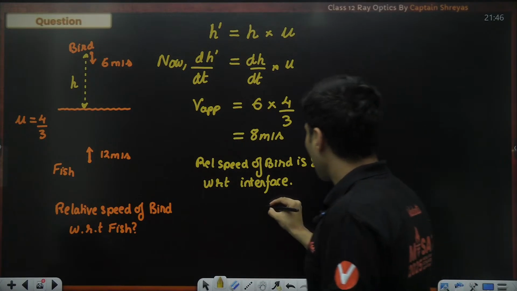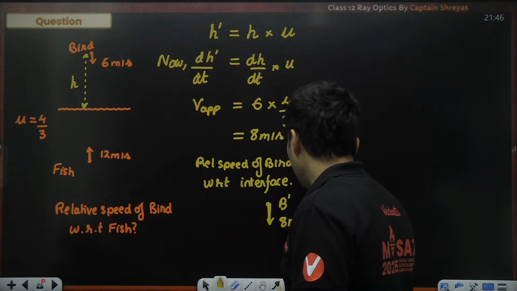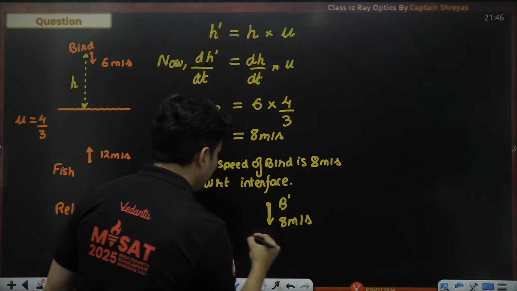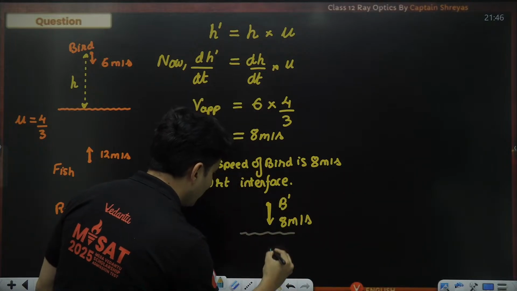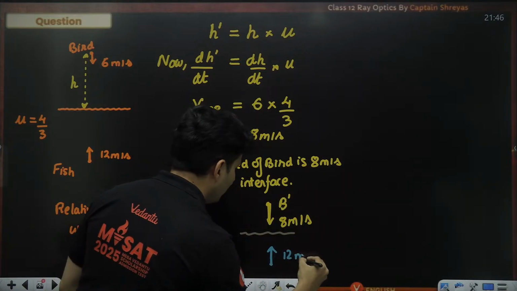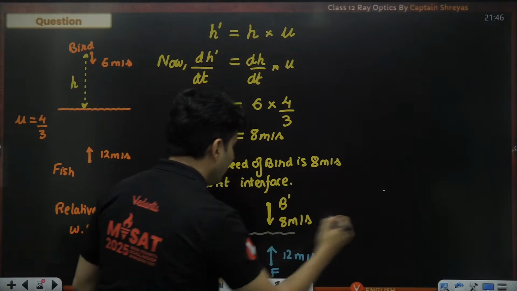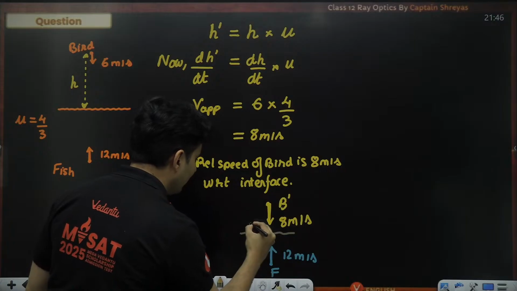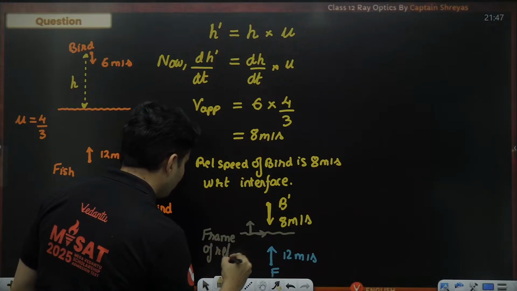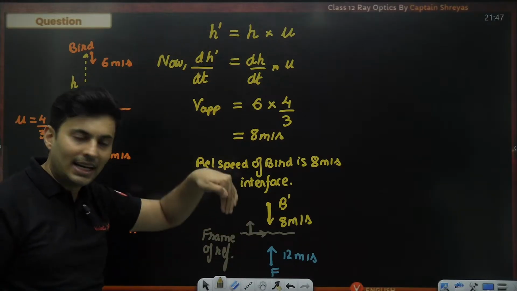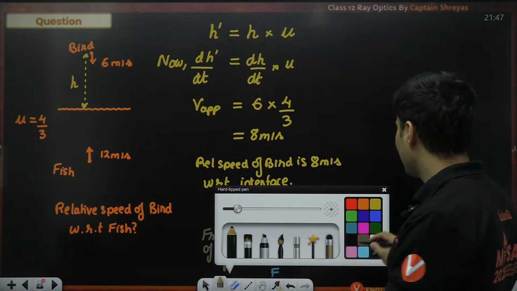So think like this. The bird's image, this is bird prime, is coming at 8 meters per second closer to that interface, and at the same time the fish is moving up with a speed of 12 meters per second, the real fish. So everything, measure it from the frame of reference of the interface. So the frame of reference is now your interface. Bird is coming with 8, the fish is coming with 12. So what will be their relative speed? That is exactly what is asked.